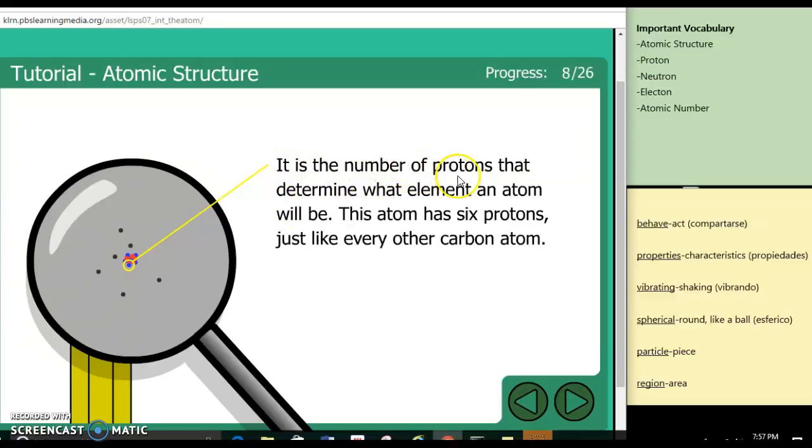It is the number of protons that determines what element an atom will be. This atom has 6 protons, just like every other carbon atom. 1, 2, 3, 4, 5, 6. 6 protons.